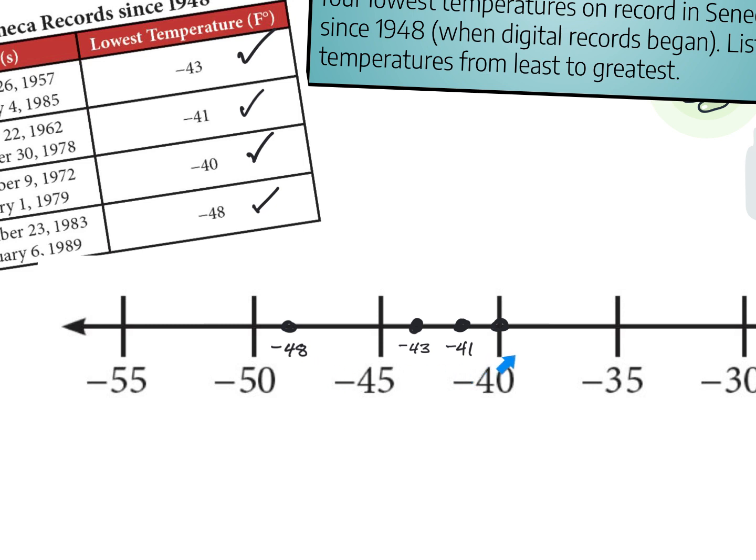Negative 40 is furthest to the right, negative 48 is furthest to the left. So now we simply record it from least to greatest. We start with negative 48, which is furthest to the left, then negative 43, then negative 41, and the largest of the numbers is negative 40. Or another way to say it, the greatest of the values is negative 40. And there we go. You have learned now how to order and compare decimals. Not decimals, but integers.